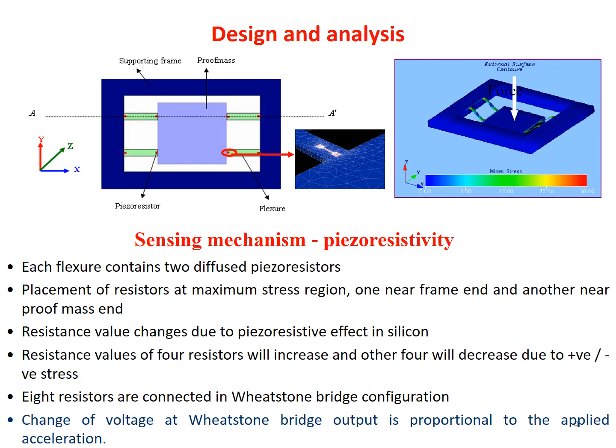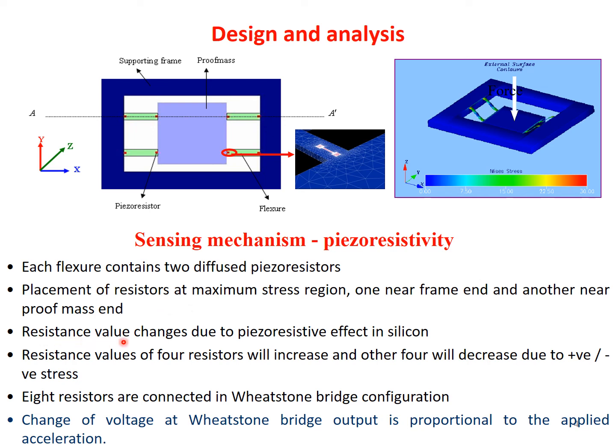And as we told, in each spring or flexure we have two piezoresistors, one towards the mass side, another towards the frame side. Fine. Now you look at that, the sensing mechanism is piezoresistivity, and as we said, each flexure contains two diffused piezoresistors, placed at the maximum stress region, one near the frame, another near the proof mass end, as already discussed.